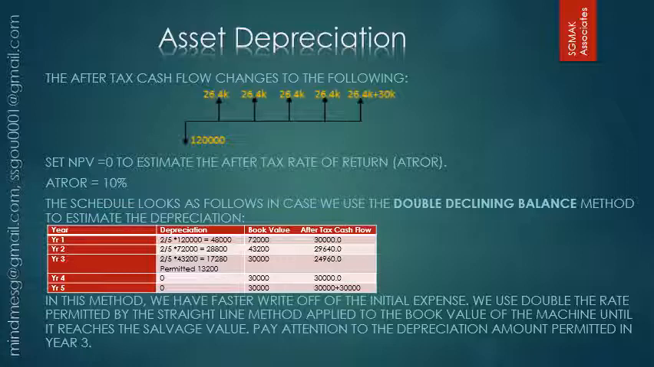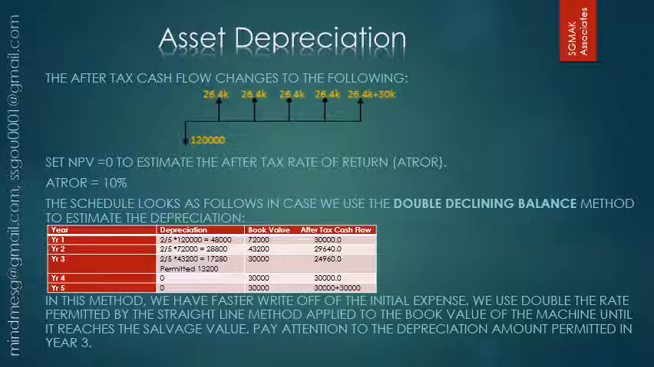So year one, because it's a double declining balance and a 5 year useful life, you have 2/5. It would have been 1/5 if it was straight line depreciation, but you do 2/5 on the book value. Initial book value is 120,000. So your depreciation is 48,000 in year one. Your book value is 72,000. And since your depreciation is more than the revenue, you don't have any tax burden. So after-tax cash flow is $30,000.